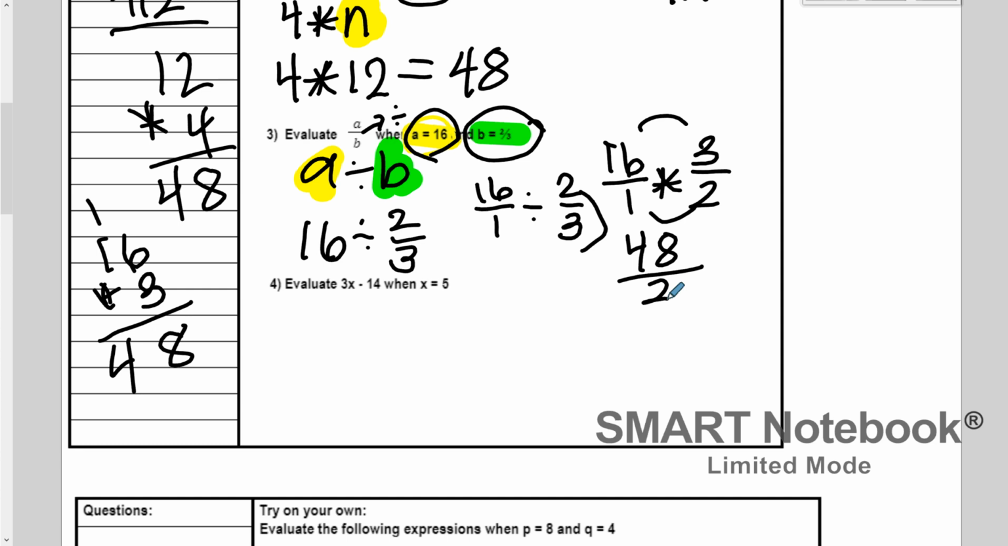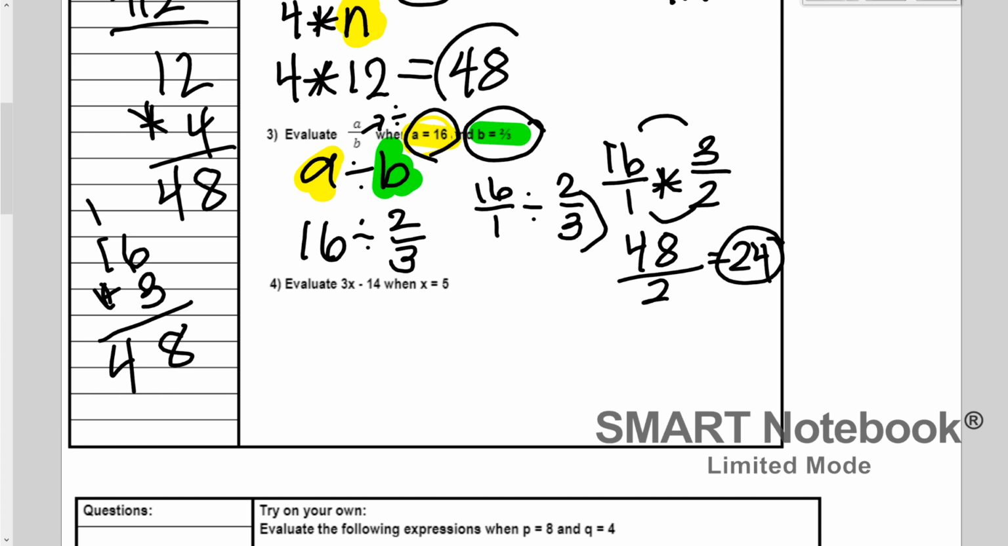Last thing we want to do is simplify that. Remember, a fraction bar is division. So we've got 48 divided by 2. Well, an easy way to do this when both the numbers are even is you think to yourself, what is 4 divided by 2? 4 divided by 2 is 2 in my tens place. And then 8 divided by 2 in my ones place. 8 divided by 2 is 4. So 48 divided by 2 is 24.